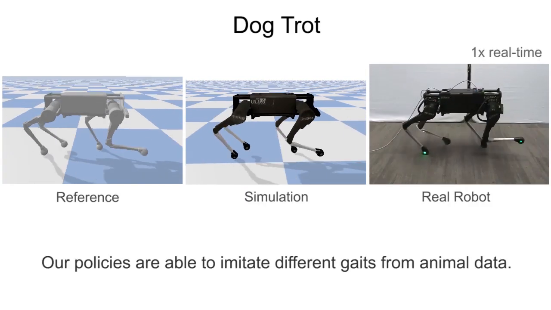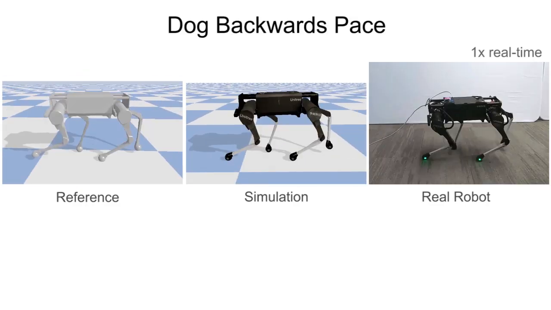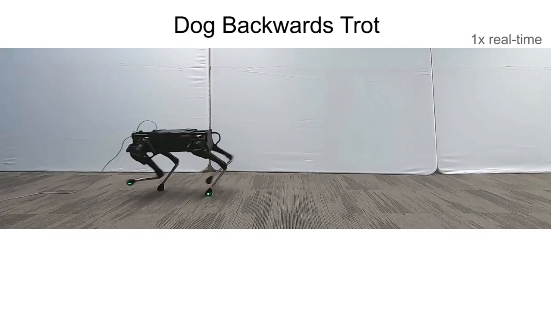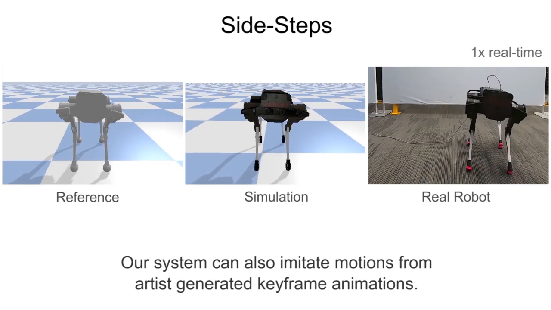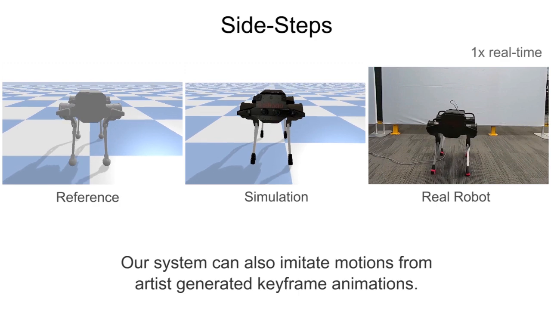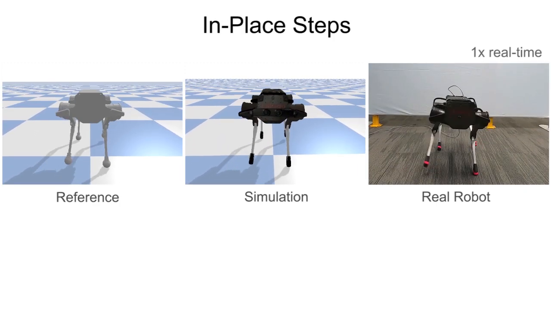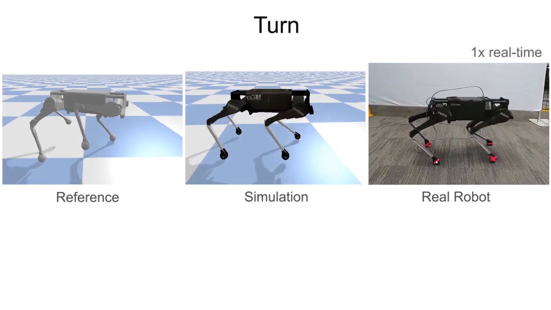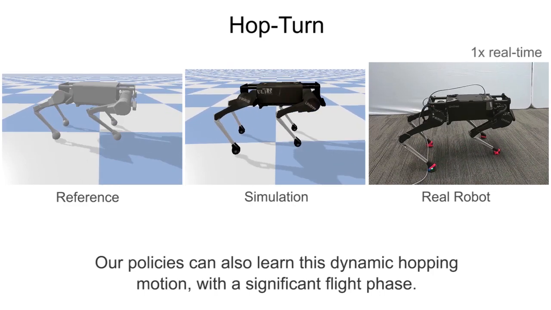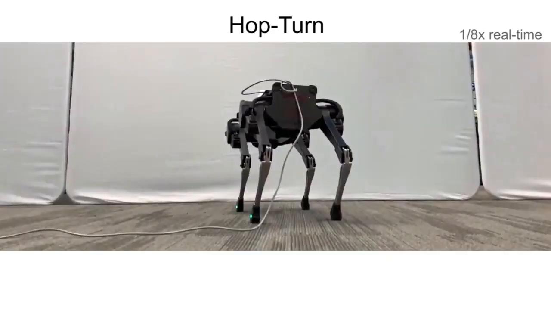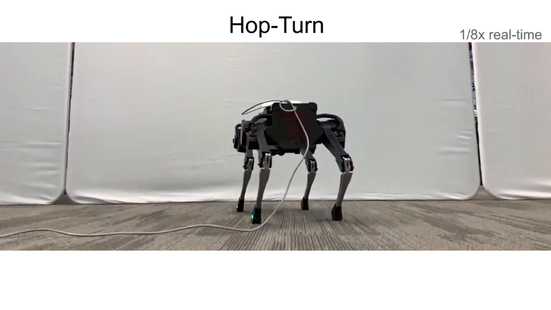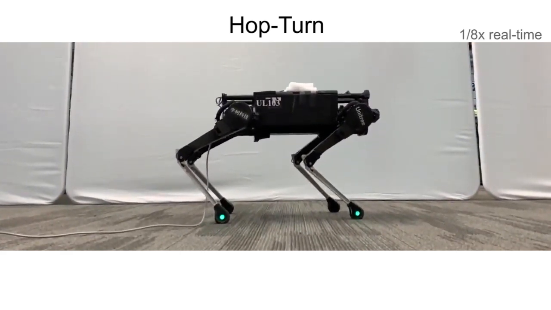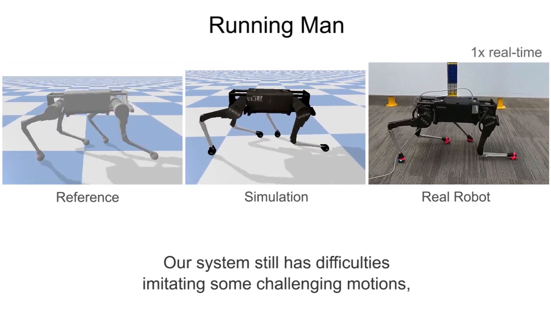Our policies are able to imitate different gaits from animal data. Our system can also imitate motions from artist-generated keyframe animations. Our policies can also learn this dynamic hopping motion with a significant flight phase. Our system still has difficulties imitating some challenging motions, such as this running man dance move.